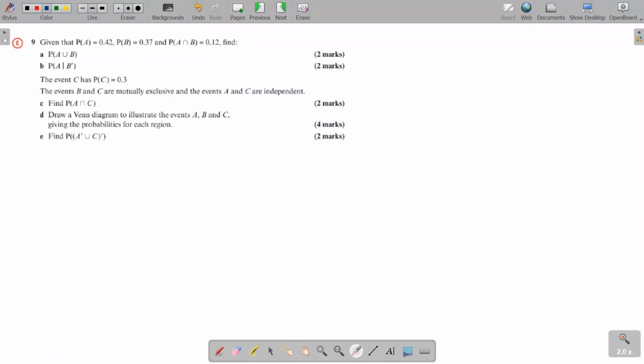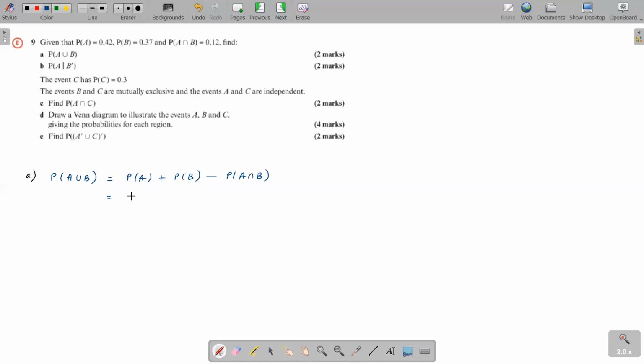All right, so next we'll move on to question number 9. So they say the probability of A is 0.42, probability of B is 0.37, probability of A intersection B is 0.12. Find the probability of A union B. So to do this, you don't even need the diagram because you know we can use the addition rule, right? So probability A union B is equal to probability A plus probability B minus probability A intersection B, right, guys? So you can immediately go with this formula.